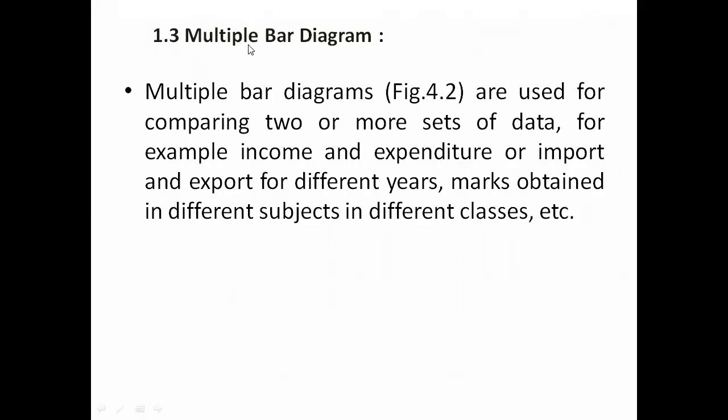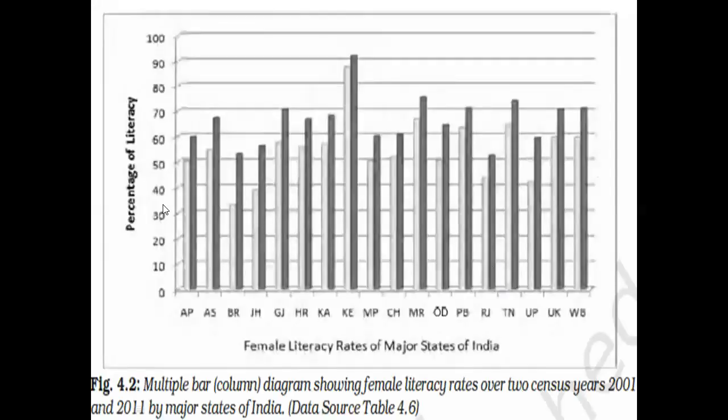When it comes to the multiple bar diagram, multiple as the name indicates, more than one, right? So multiple bar diagrams are used for comparing two or more sets of data. For example, income and expenditure, or import and export for different years, marks obtained in different subjects in different classes. So that one we can do in the multiple bar diagram, right? You can see here so many bars are mentioned, more than one.